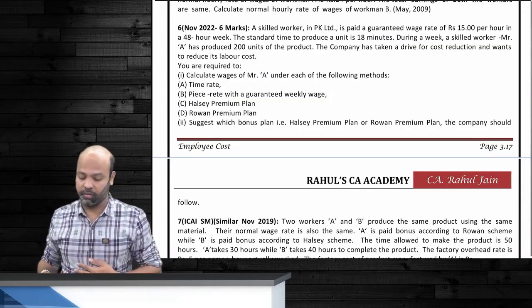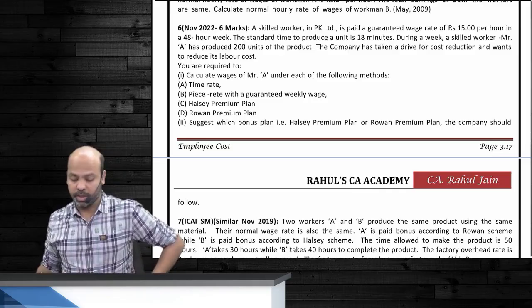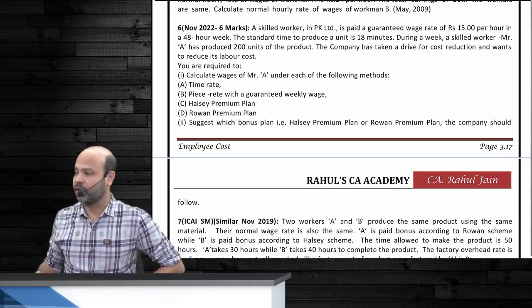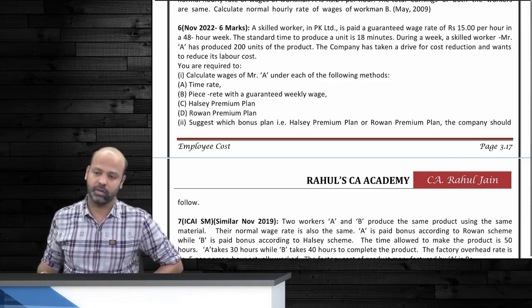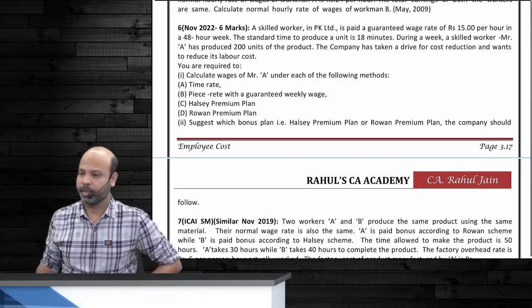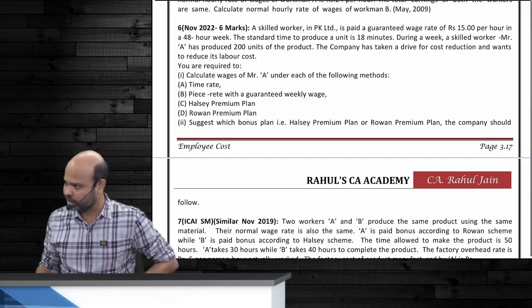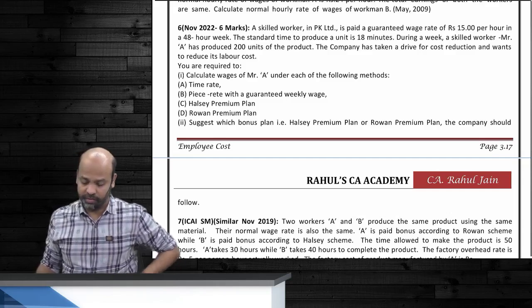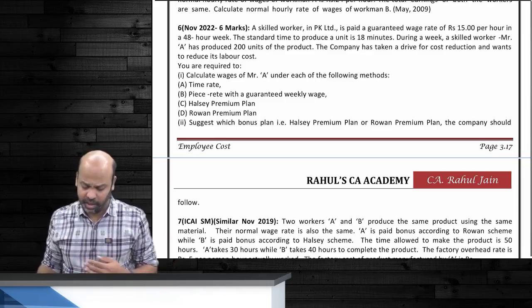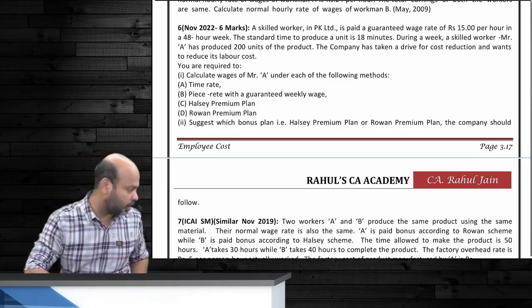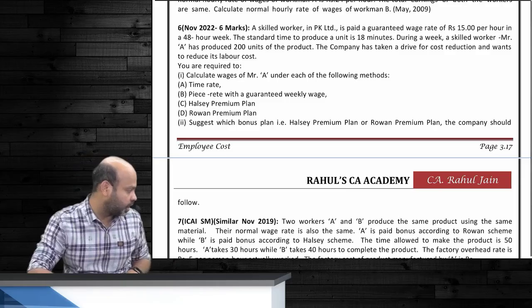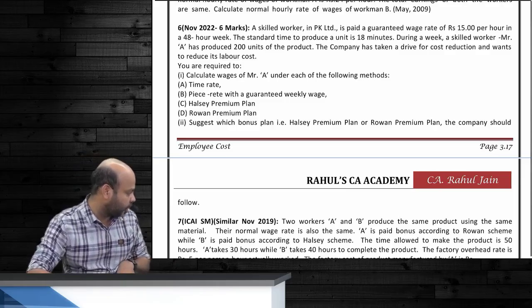A skilled worker in PK Limited is paid a guaranteed wage rate of 15 rupees per hour in a 48-hour week. What did I tell you the other day? When they give a week of 48 hours or a day of 8 hours, actual time taken by every worker should be equal to 48 hours unless otherwise given. I gave this statement the other day in the class. So when they say that it's a 48-hour week, it would mean that the time taken, working hours, will be equal to 48.